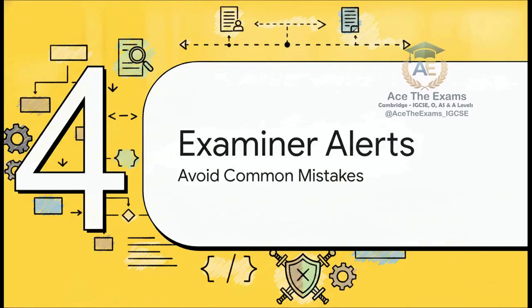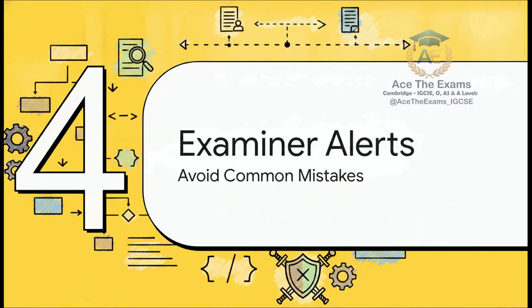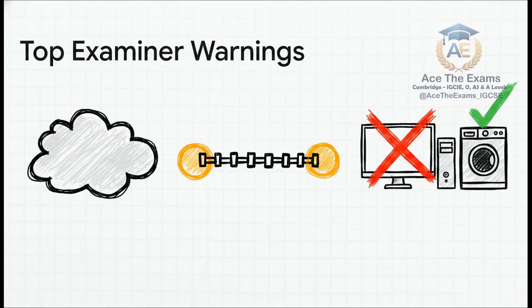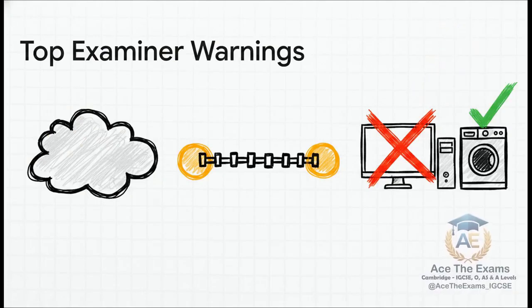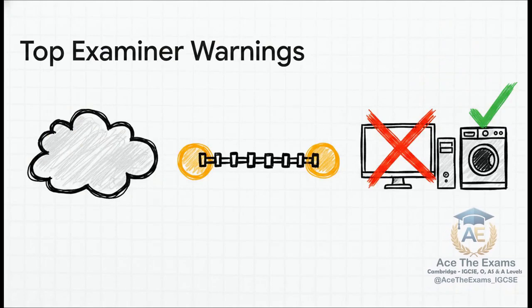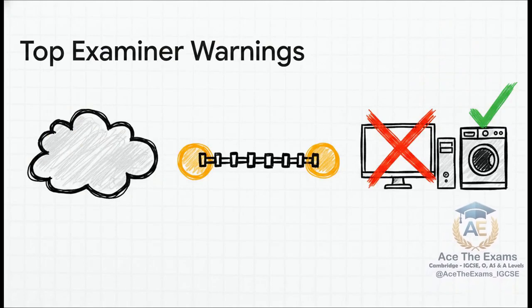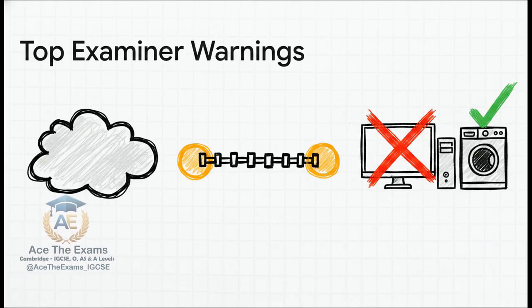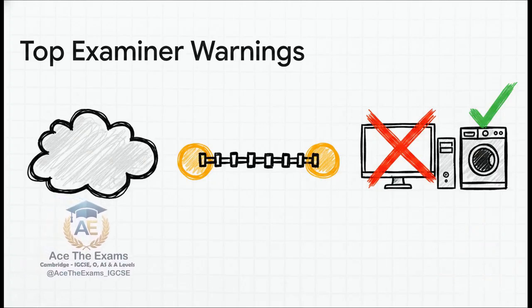Moving into our final phase, Section 4, Examiner Alerts. We need to audit historical data so you can avoid the traps that have destroyed grades in the past. Examiners explicitly and repeatedly warn against these 3 recurring errors that will instantly derail an otherwise perfectly solid exam pitch. First up, answers that are way too vague. If you write something like, "the CU controls things," you are getting 0 marks. You need hyperspecific technical details.